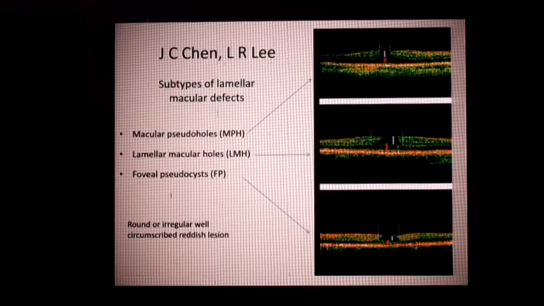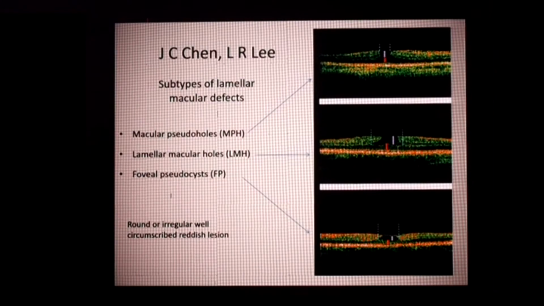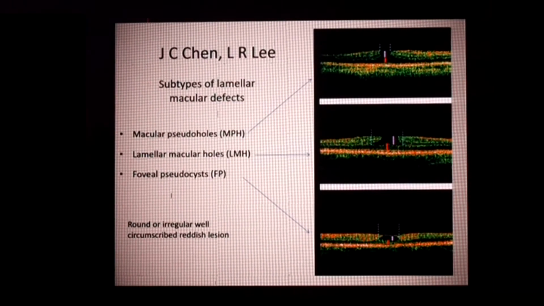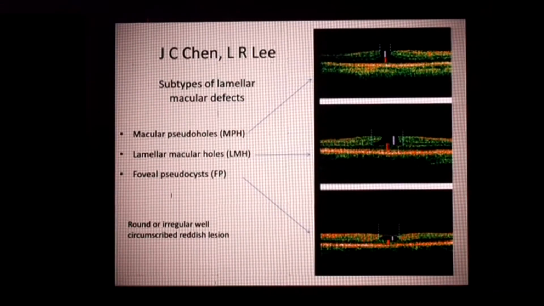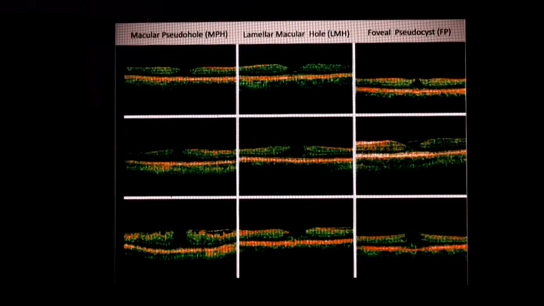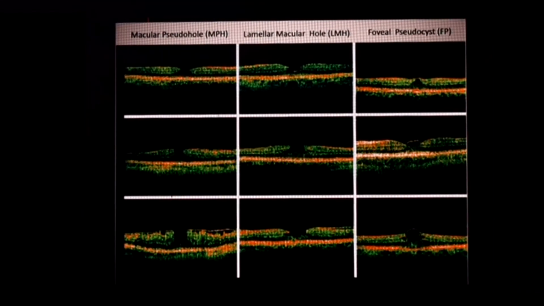So the authors, Chen and Lee, described three subtypes of lamellar macular defects: the macular pseudo-holes, the lamellar macular holes and the foveal pseudocyst. Lamellar macular defects which had a sharply punched out, well-defined, steepened foveal contour were classified as macular pseudo-holes. OCT profiles corresponding to lamellar macular holes had a thin and irregular foveal floor overlying the plane of the RPE.